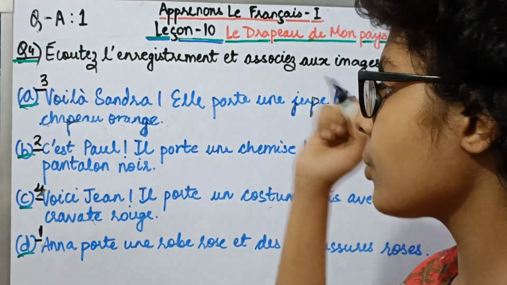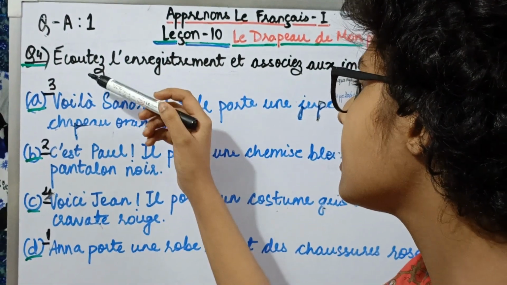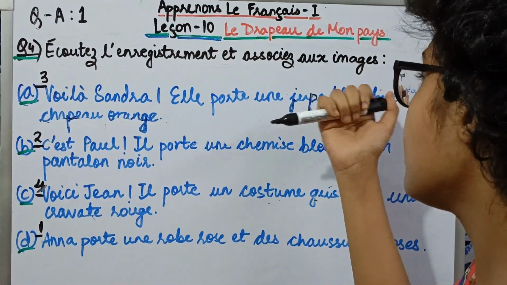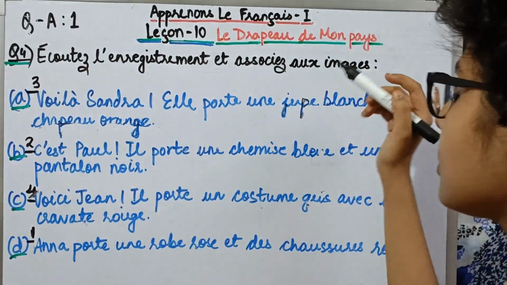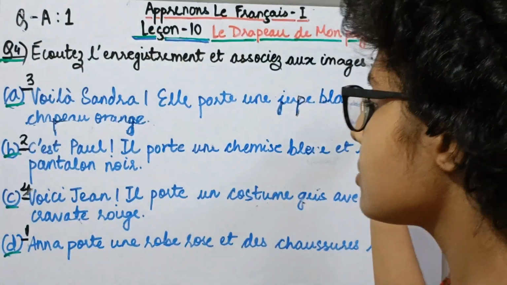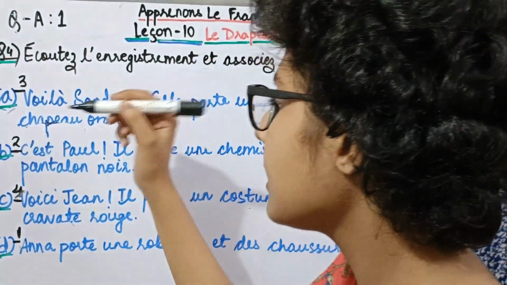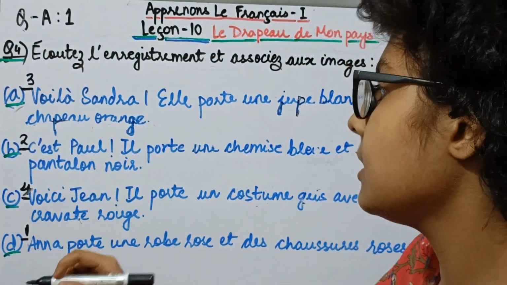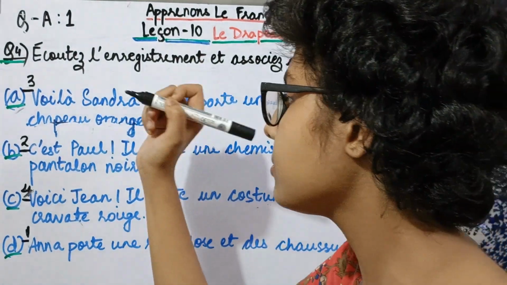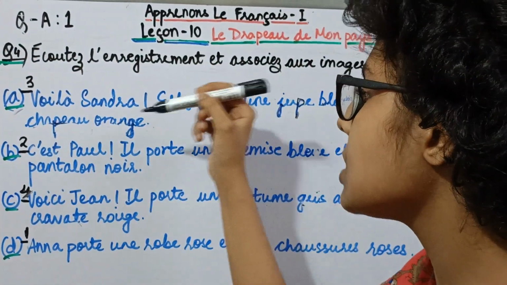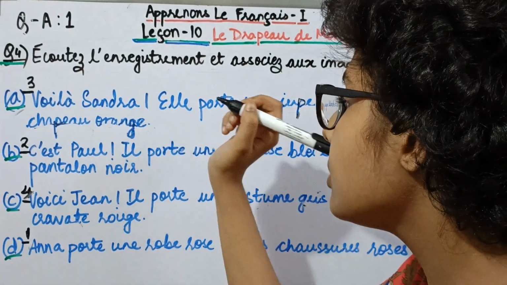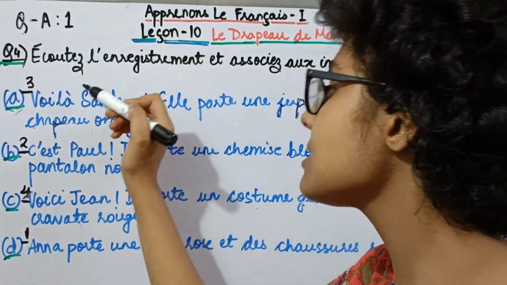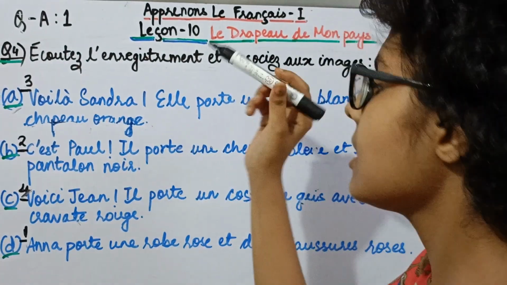Here we are at the fourth question, and let us start reading it. Écoutez l'enregistrement et associez aux images. It means listen and match according to the images. So here we have 4 parts that are termed A, B, C and D, in which there are images of separate persons, and we need to see their clothes and the color of them, so that we could listen to the description and then tell the answer to it.